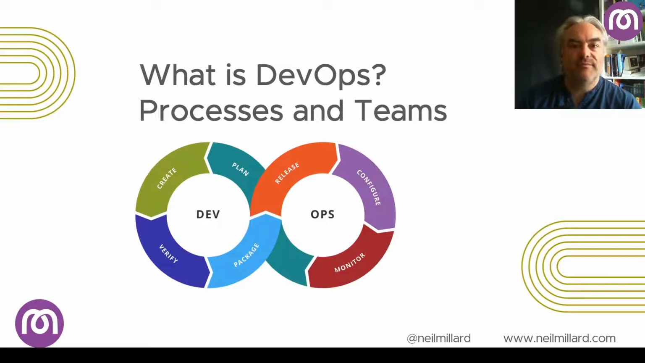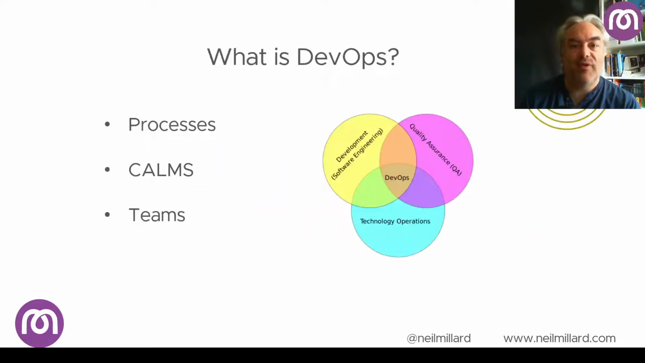What is DevOps? Processes and teams. To enable these ideas to propagate, a number of tools and processes have been created. Most create teamwork and collaboration and adaptability of the team.